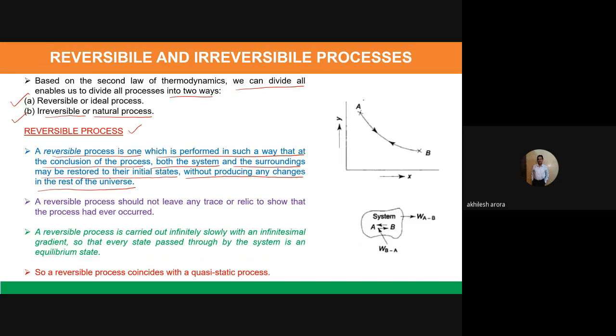Suppose initially the system is at state point A, it follows this particular path and reaches point B. During this process, let us say the heat Q A to B enters into the system, and simultaneously from the system we get a certain amount of work which is equal to W A to B. So these are the energy interactions with the surroundings.